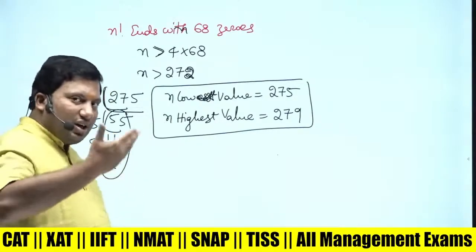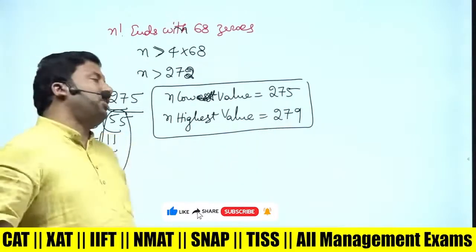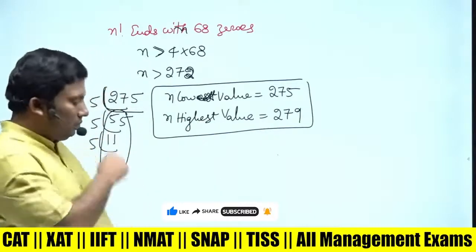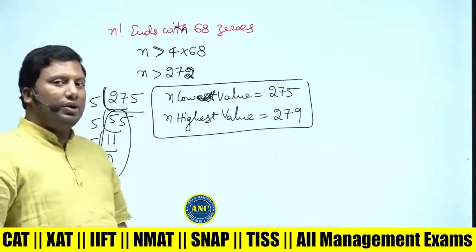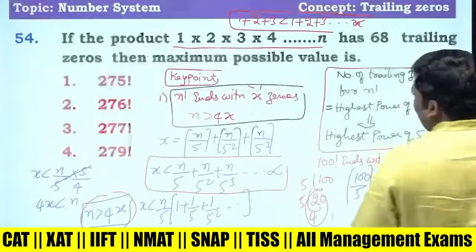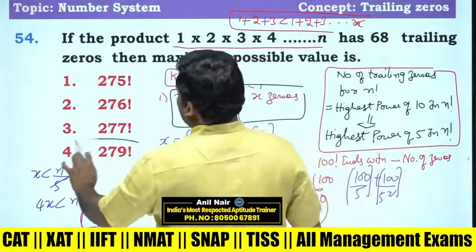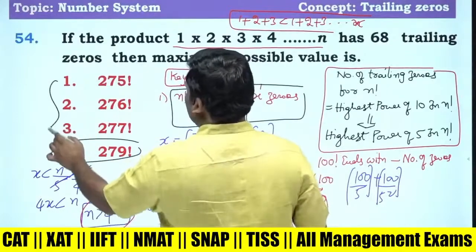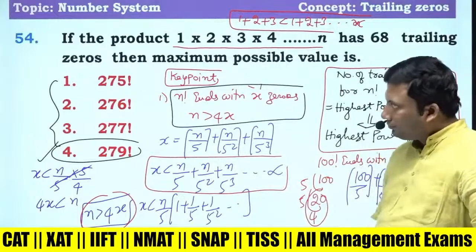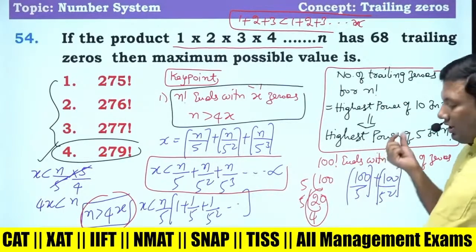Already we discussed that from a multiple of 5 till the number just before the next multiple of 5, the number of zeros will not change. Lowest value will be 275. Highest value will be 279. So the maximum value it can take is 279. All these are possible. Highest will be 279. Very, very important key point.